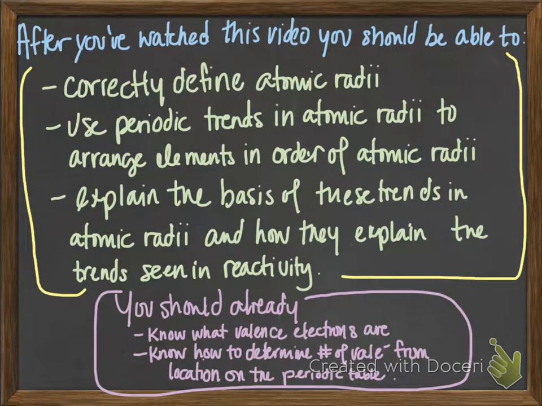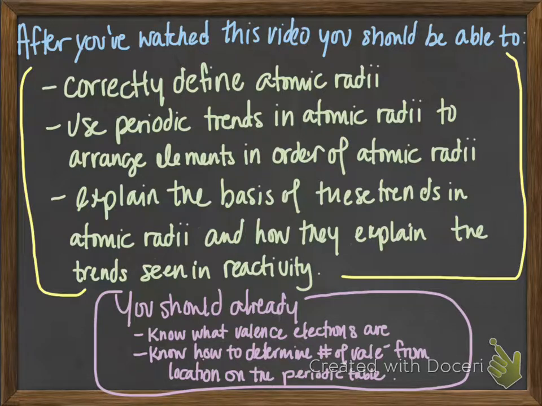After you've watched this video, you should be able to correctly define atomic radius, use periodic trends in atomic radii to arrange the elements in order, either increasing or decreasing, of atomic radius, and explain the basis of these trends, as well as how those relate to the trends that are seen in reactivity.